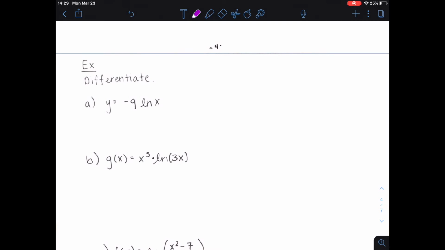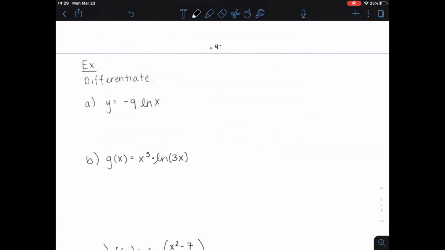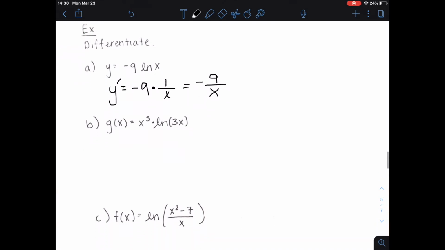So the first one we're going to look at is negative 9 times the natural log of x. So we just go ahead and differentiate. The constant just stays detached, and the derivative of natural log of x is 1 over x. So this derivative is just negative 9 divided by x. Okay. For the next one, we've got g of x equals x to the 5th times natural log of 3x.